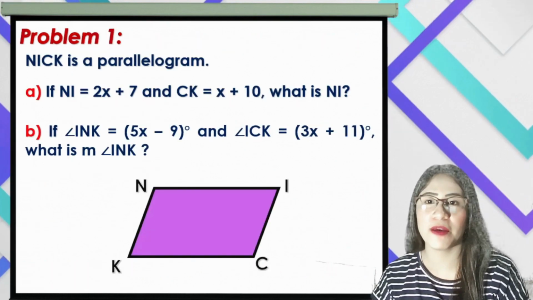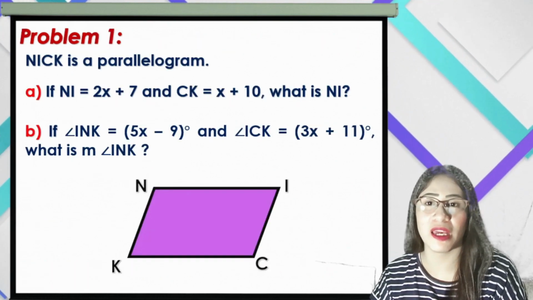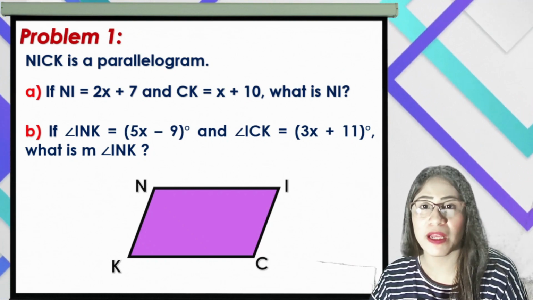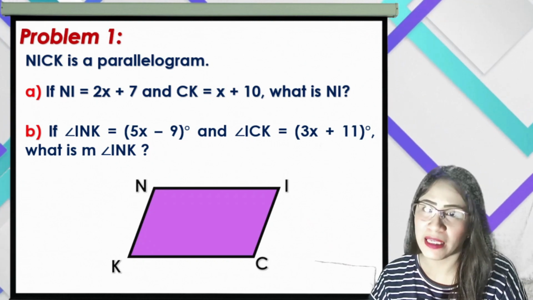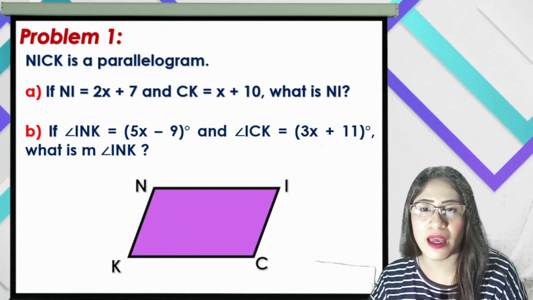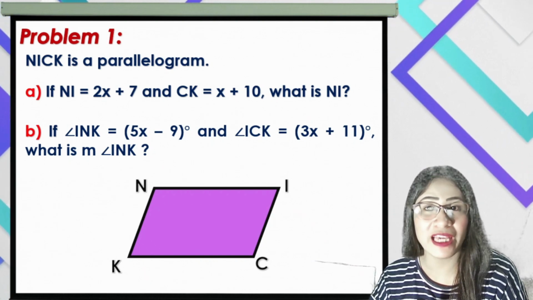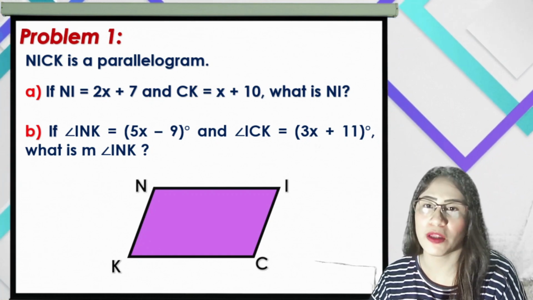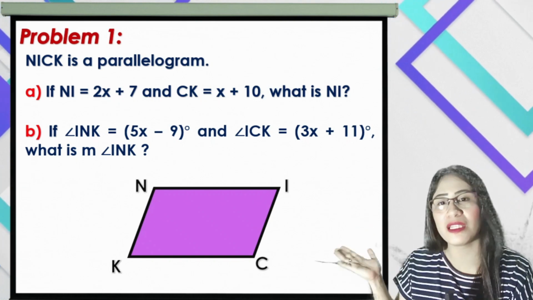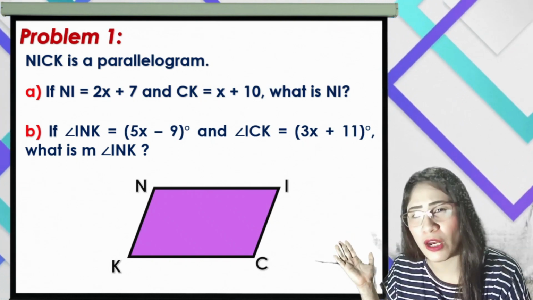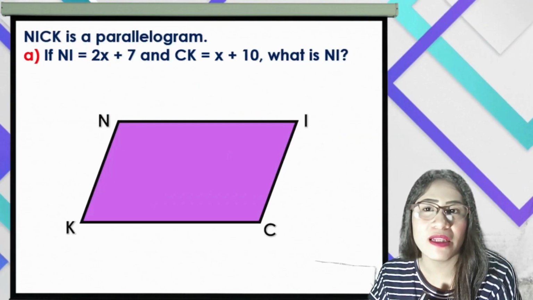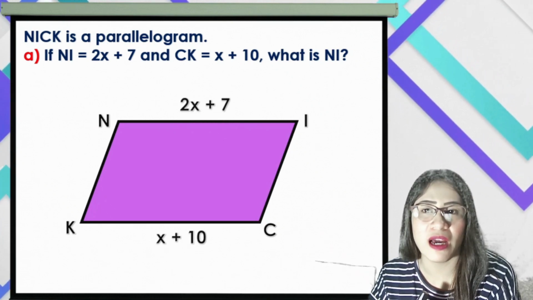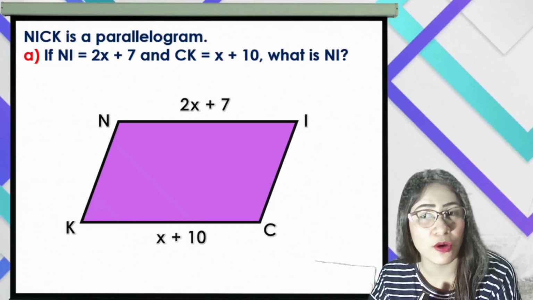So let's have problem number 1. NICK is a parallelogram. If IN is 2x plus 7 and CK is x plus 10, what is the measurement of NI? And another question is, if angle INK is 5x minus 9 degrees and angle ICK is 3x plus 11 degrees, what is the measurement of angle INK? So here is the drawing of our parallelogram NICK. Let's do the first question. Si NI daw ay 2x plus 7 and then si CK ay x plus 10. What is the measurement of NI?